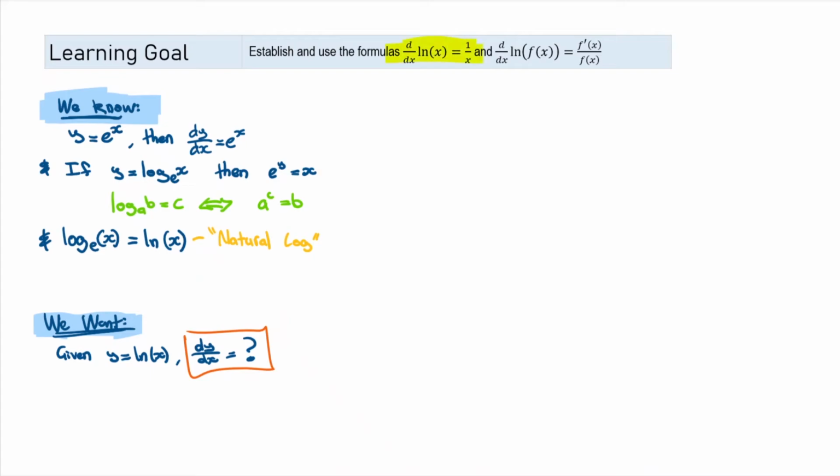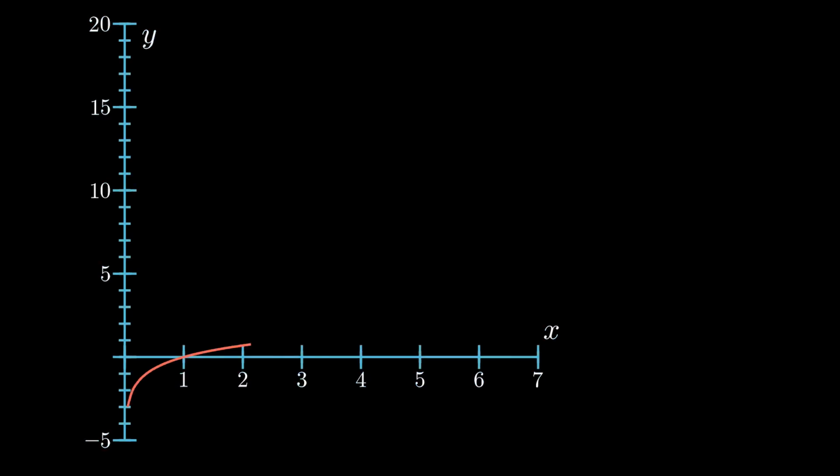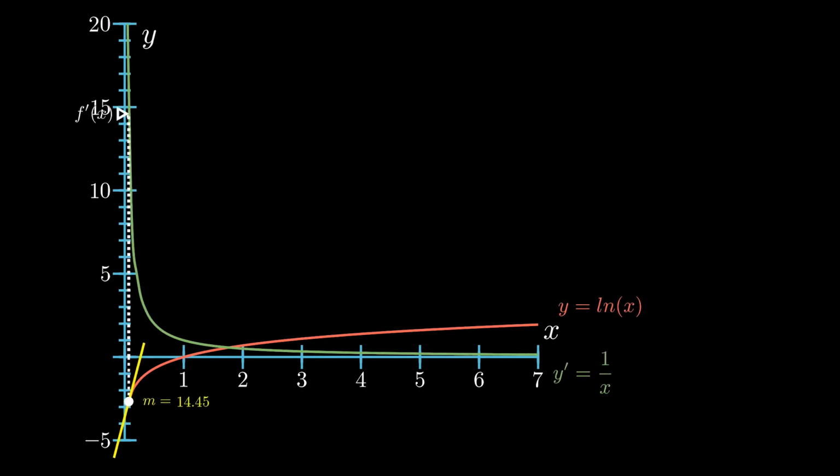If we've got the natural log of x, the derivative is 1 on x. We're going to have a look at why that is the case. And then we're going to further use the chain rule to get a generalization of if we've got a function within the natural log, we've got that general expression there.